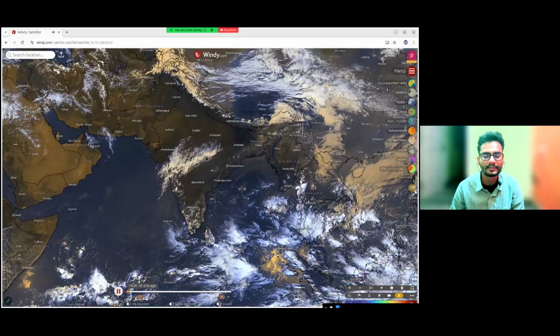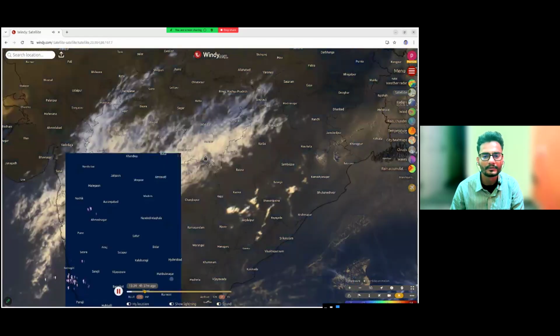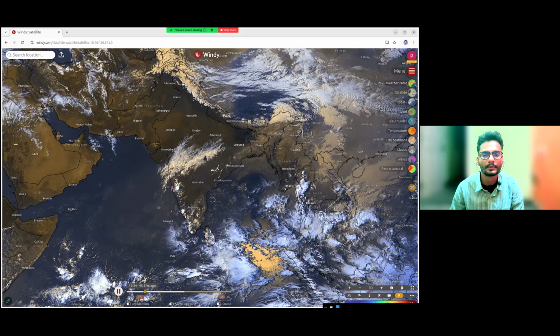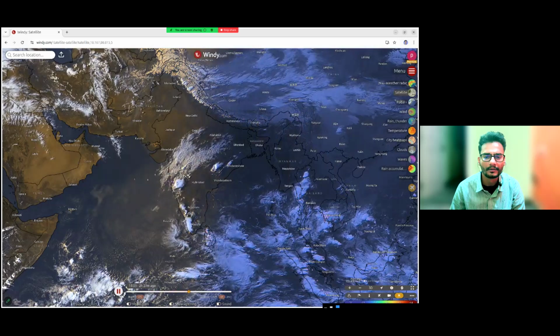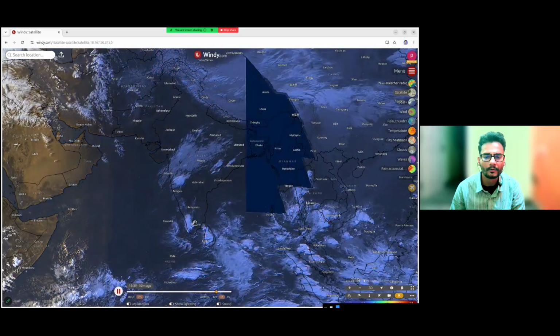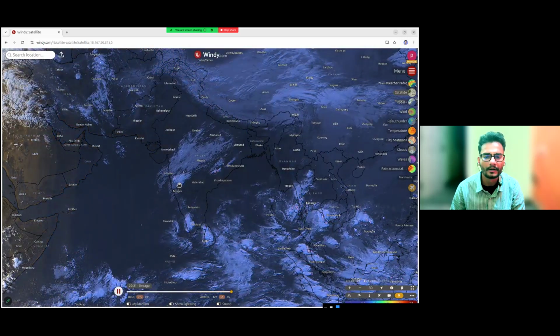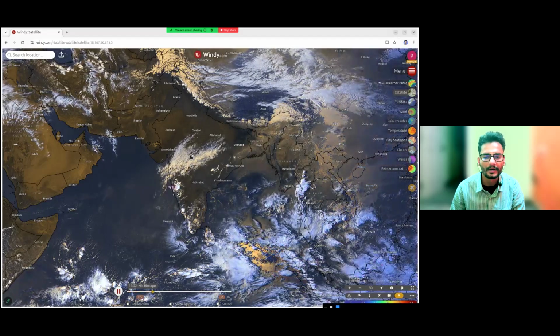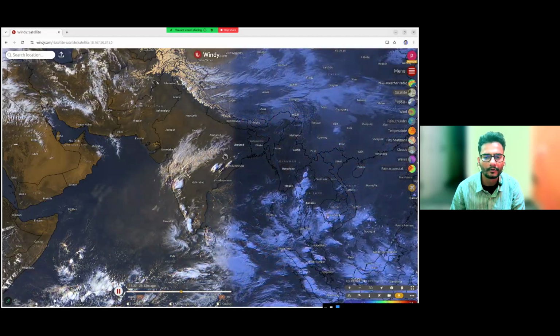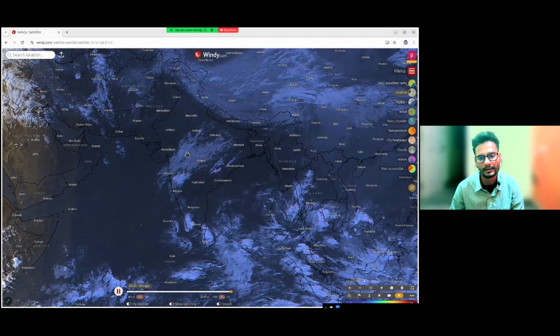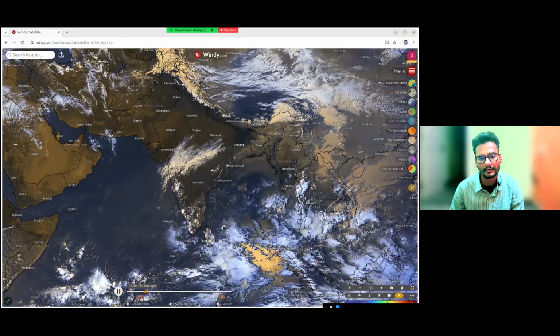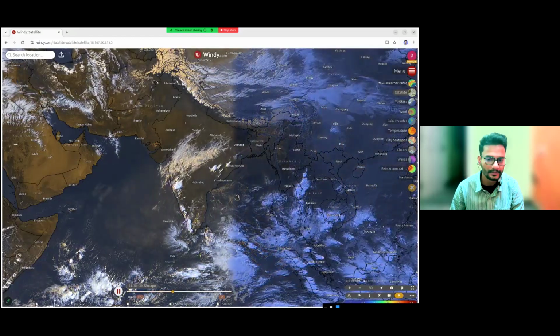So this is the past 6 hours of satellite image animation from the Windy app. As you can see, intense thunderstorms have already started over parts of Karnataka, Kerala, parts of Maharashtra, and as well as over some parts of Odisha and Telangana. So these thunderstorm activities are indeed part of some large scale circulation.